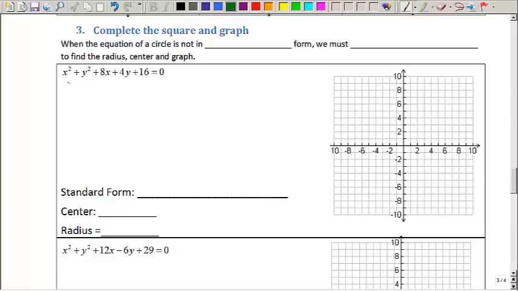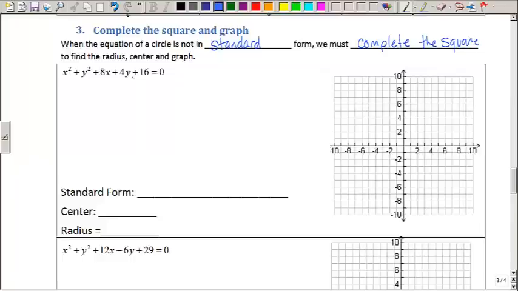The next thing we need to learn about is how to deal with equations of circles that aren't in the standard form. Notice we have x squared plus y squared plus 8x plus 4y plus 16 equals 0. Notice we still have an x squared and a y squared, but we don't have it in the standard form. So when the equation of a circle is not in standard form, we must first complete the square to find the radius and the center and then be able to graph.